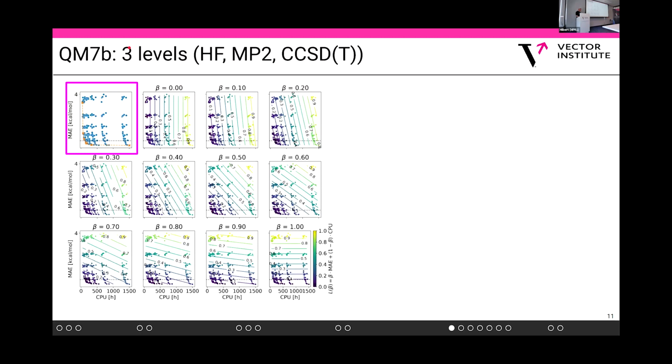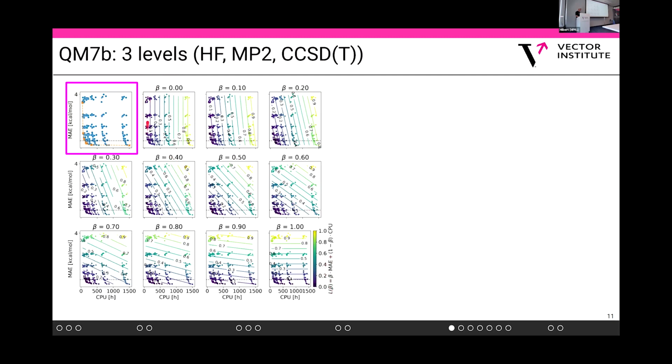Now for QM7b, we use these 3 levels here. So this one, top left, is a grid scan over different training set sizes. Every blue dot is a model on different training set sizes. And then using this cost function, I just colored the dots according to the cost function. If beta is 0, you ignore the mean absolute error, and you only care about the CPU time.